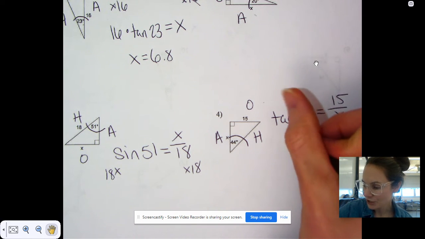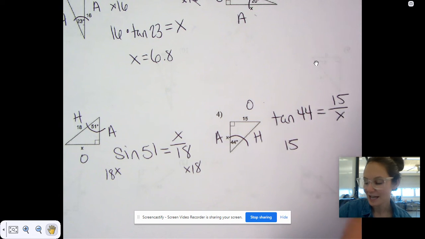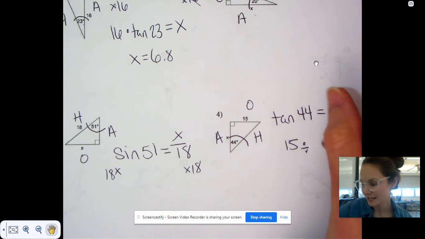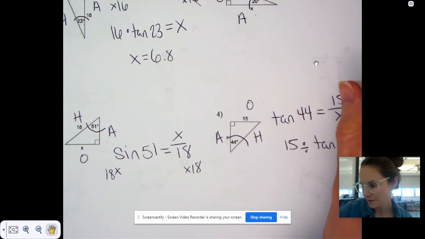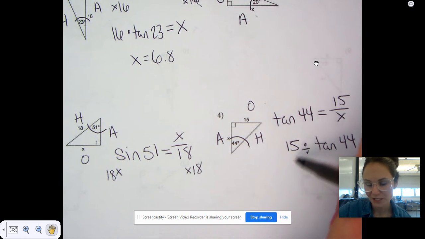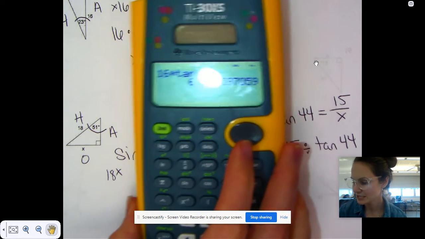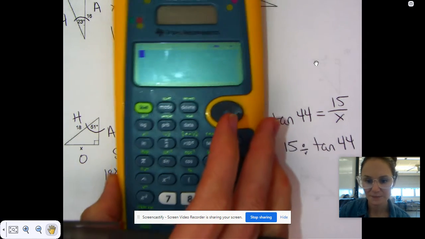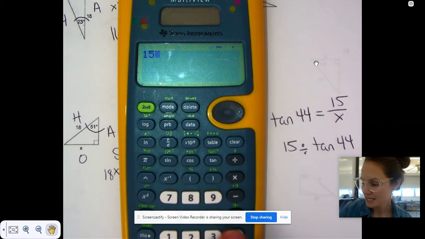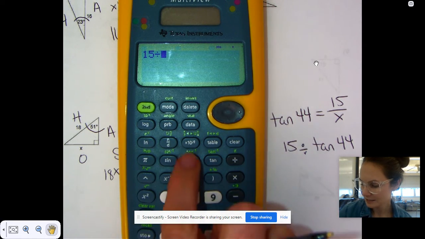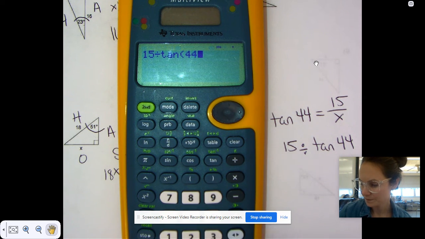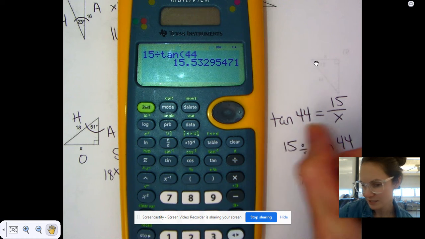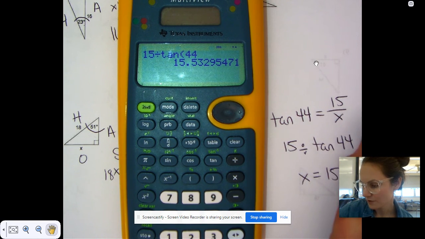I'm starting with 15, and then I am dividing by tan 44. So you're going to want to use the number first, otherwise you're going to get kind of a funky answer. Let's do that together here on the calculator. I'm taking 15 divided by tan 44. All right, we get 15.5. x is equal to 15.5.